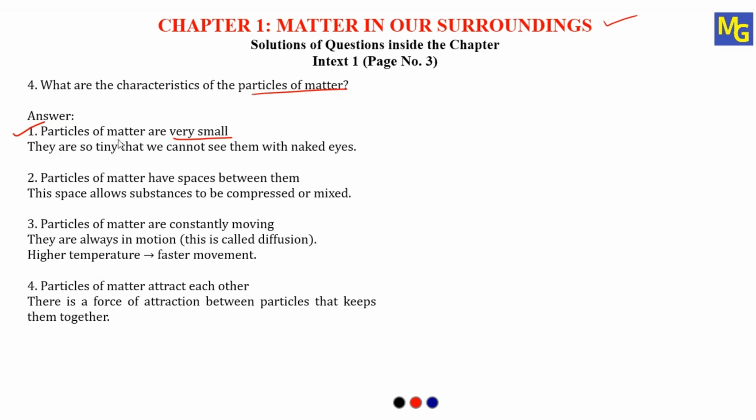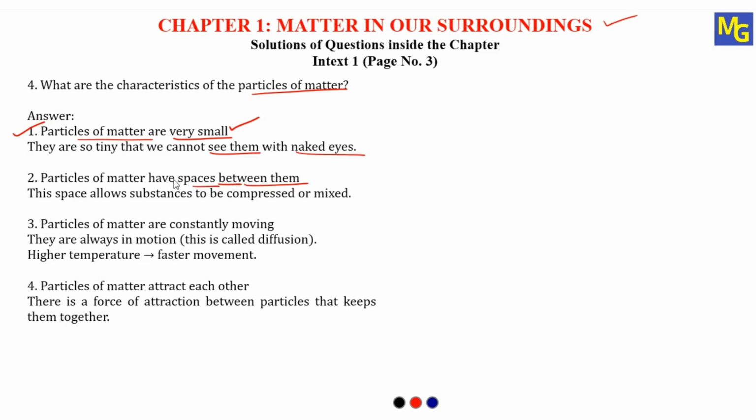Particles of matter are very small. They are so tiny that we cannot see them with the naked eye. So this is the first characteristic. Second, particles of matter have space between them. Remember, the particles of matter have space between them. In solid, the space is very, very less, negligible. We can completely neglect it. Particles are compactly arranged.